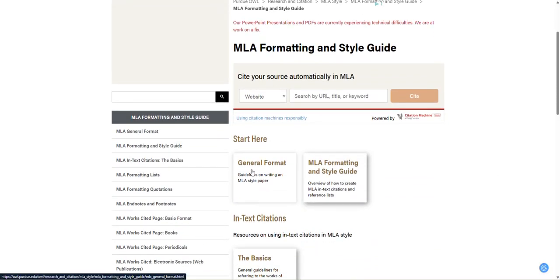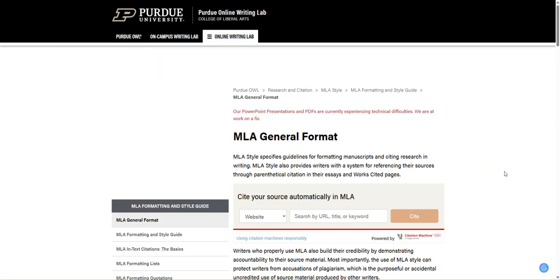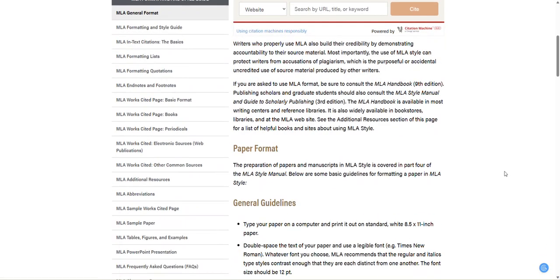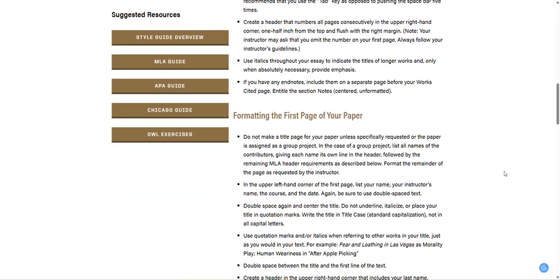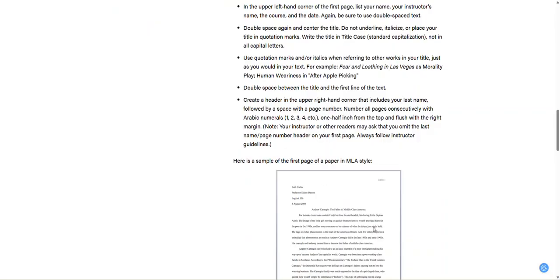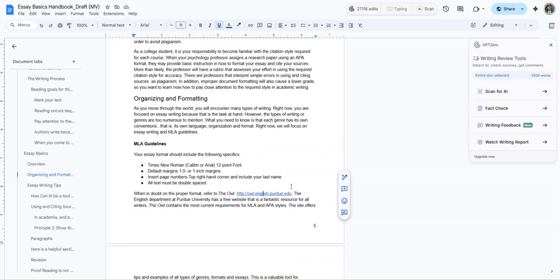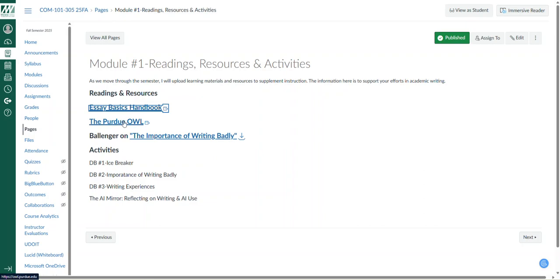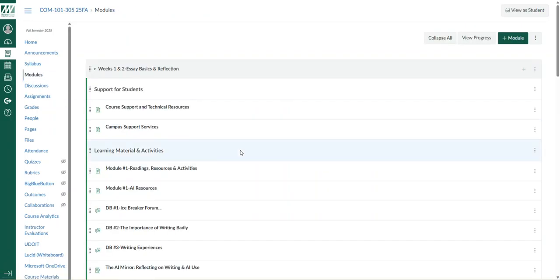If you look at the general format on how to format an essay, according to MLA guidelines and the general guidelines here, formatting the first page of your paper is important. This right here is an example of the first page of your MLA guideline essay. All right, so that resource is not only found here in the Essay Basics Handbook, but it is also found here with a direct link to the Purdue OWL. All right, so that's the resources that are available to you there. So let's get over to, once again, I'm going back to the module.